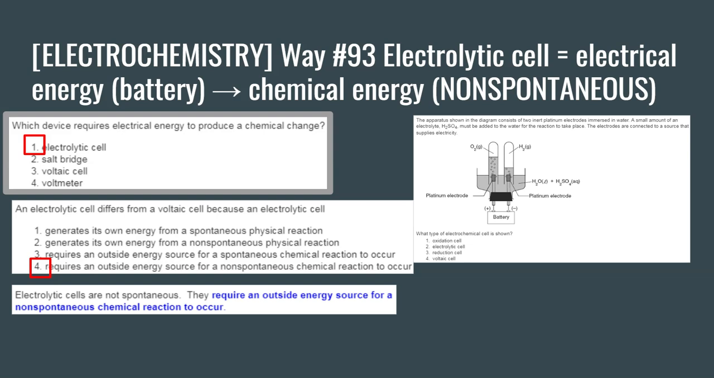The apparatus shown in the diagram consists of two inert platinum electrodes immersed in water. A small amount of an electrolyte, hydrogen sulfate, must be added to the water for the reaction to take place. The electrodes are connected to a source that supplies electricity. What type of electrochemical cell is shown?